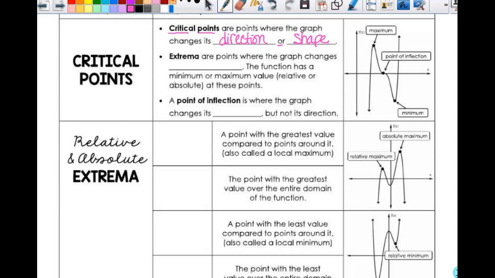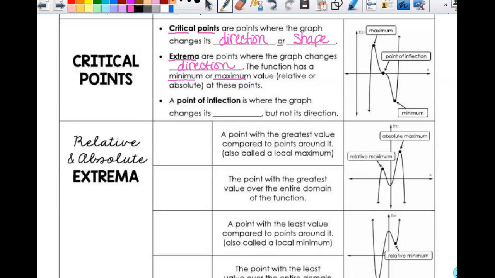The first subcategory is extrema. Okay, that's plural for extreme. So our extrema are points where the graph changes direction. So the function has a minimum or maximum value, relative or absolute, at these points. So here my graph is increasing, it's going up the y values, and then they start to go down, so it's changing its direction. That's where that maximum is. That's what it means by change direction.